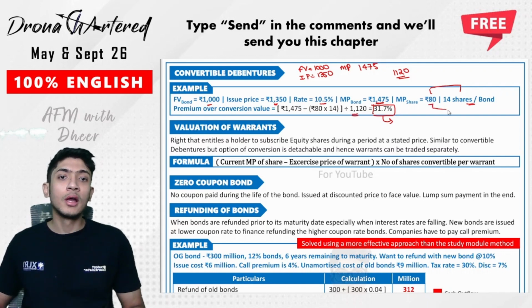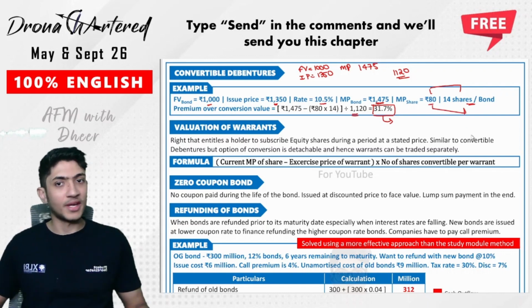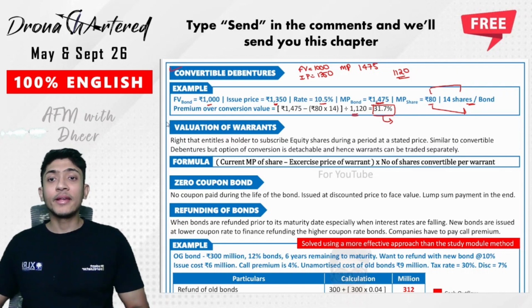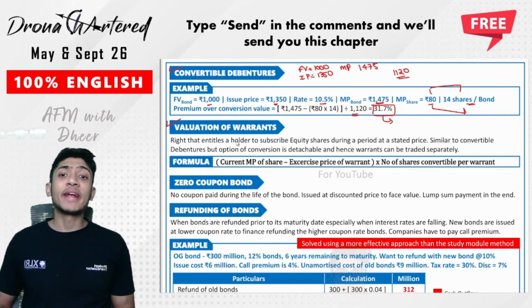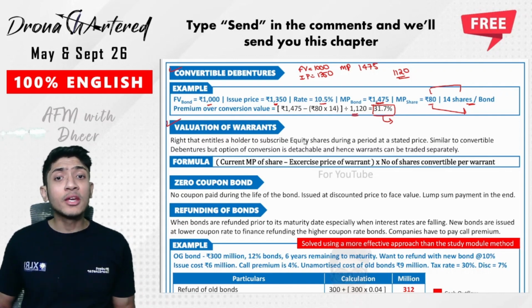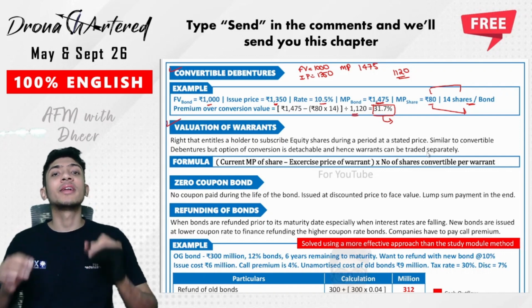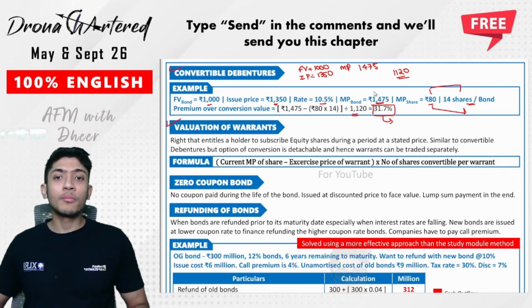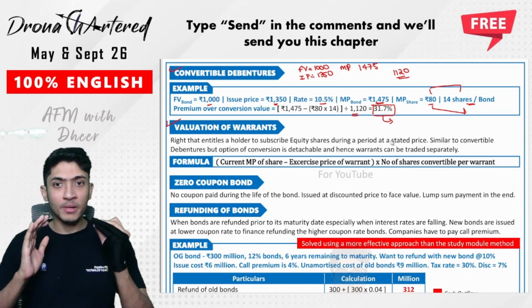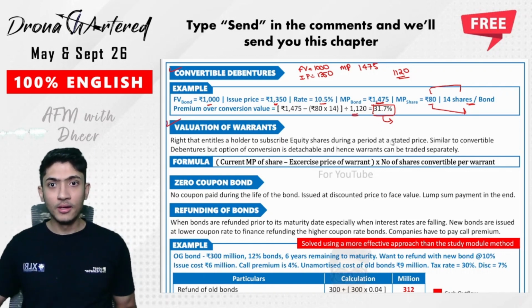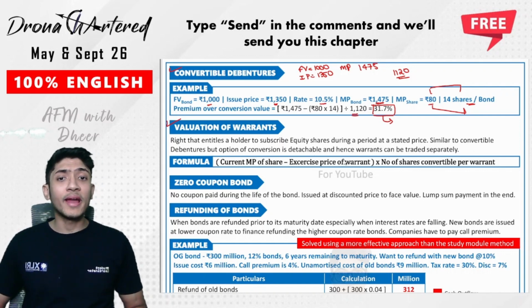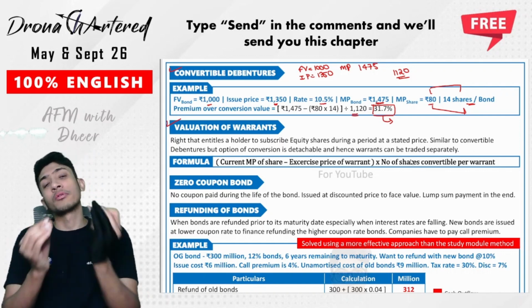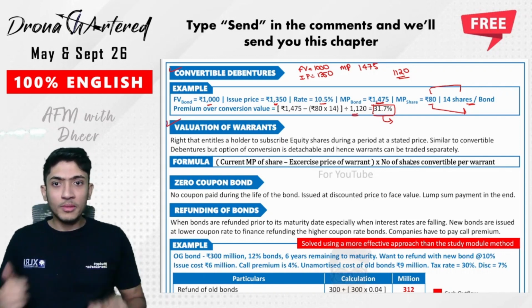Conversion value is basically how much of the share equivalent you are getting. Perfect. Next is your valuation of warrants. What do we mean by warrants? It is the right that entitles the holder to subscribe equity shares during a period at a stated price. That means we tell them that boss, you are able to buy this at a particular period only at a stated price. It is similar to convertible debentures, but the option of conversion is detachable and hence warrants can be traded separately. So similar to a right, my warrant can also be sold separately.